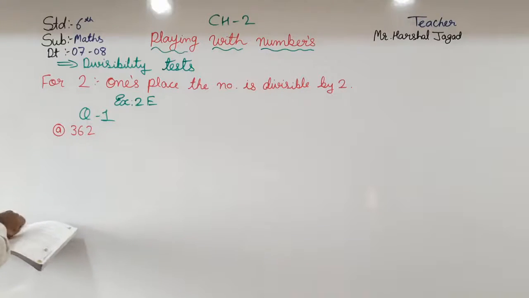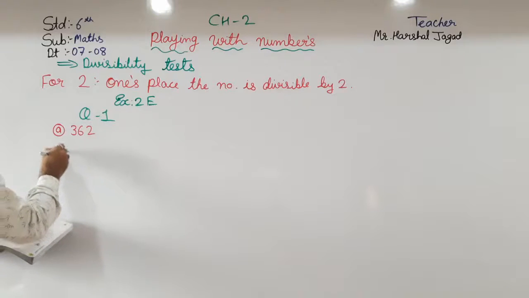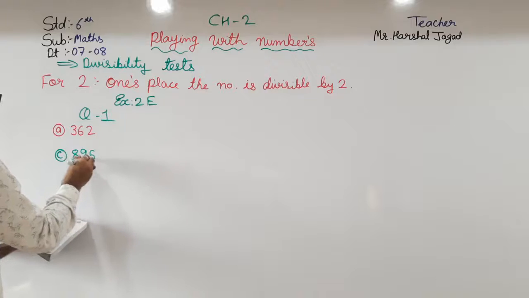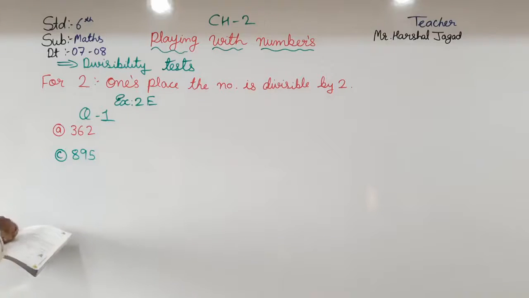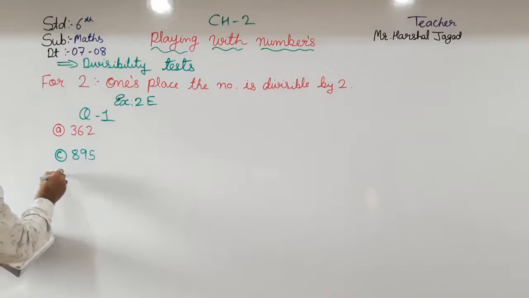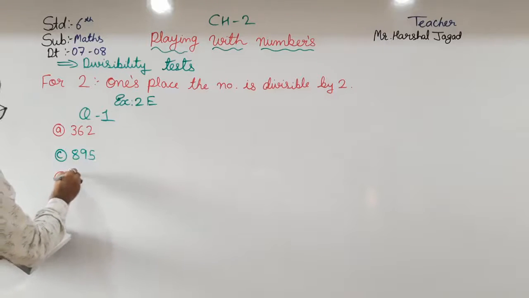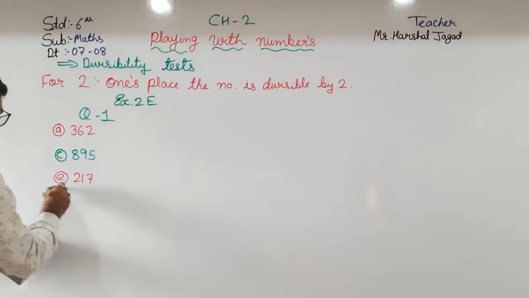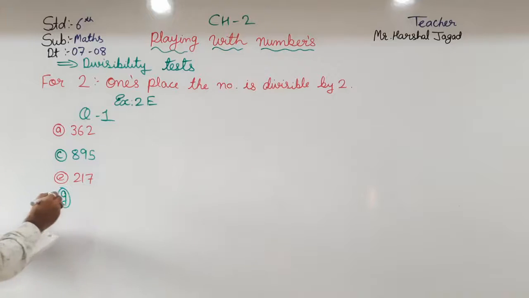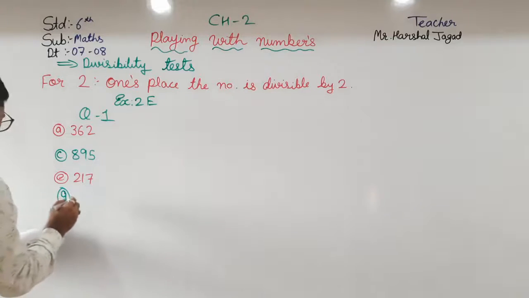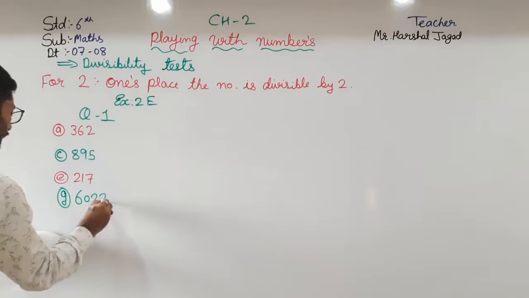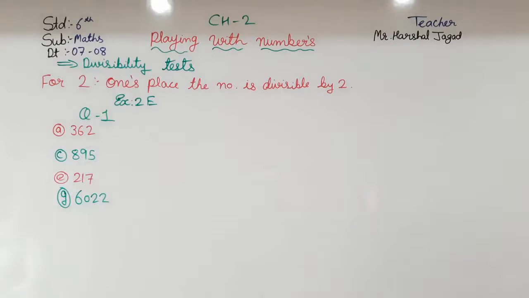Then after that, C, that number is 895. Then after that, E, that is 217. Then G, 6022. So let us solve these 4.